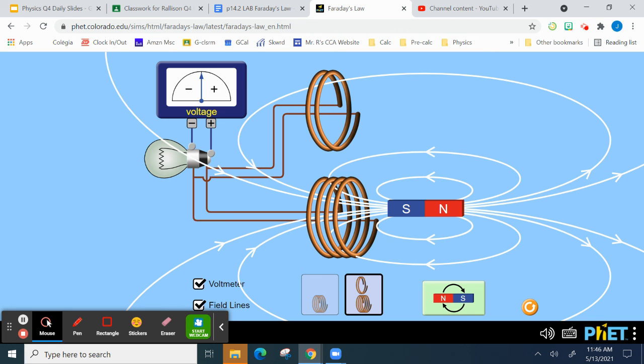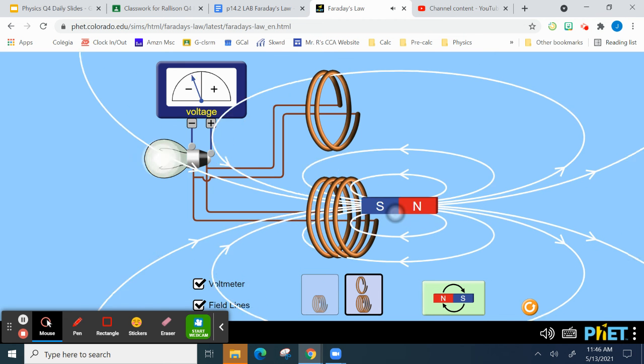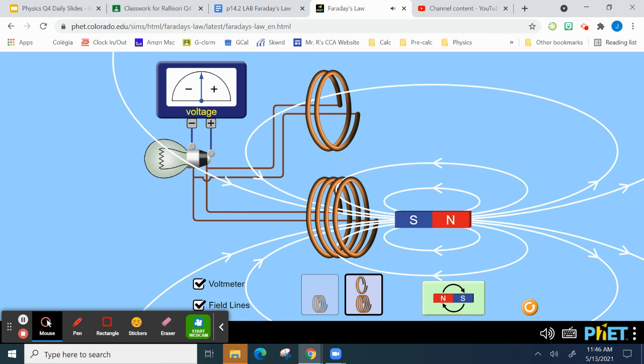But anyway, that's what you're supposed to do. Just do a few different things and observe what happens. Take note of how large the effect is, whether or not there's a lot going on.